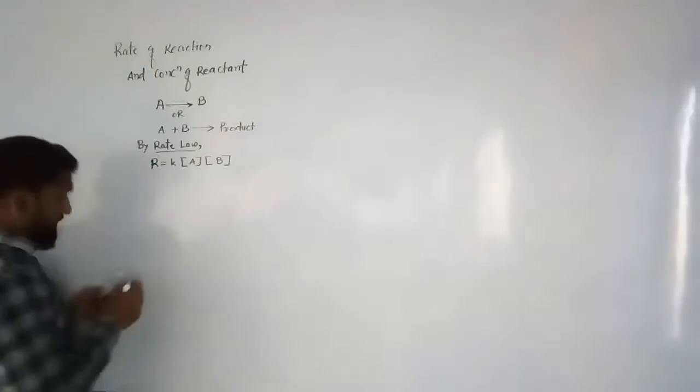By rate law, how to write it? R is equal to K into the molar concentration of reactant A and that of reactant B. One thing is noticeable: we have to write only the molar concentration of reactants. It means the rate of the chemical reaction depends only on the concentration of the reactants, not on the concentration of the product. This type of expression is called the rate of the reaction, or rate law. Then what is meant by rate law?